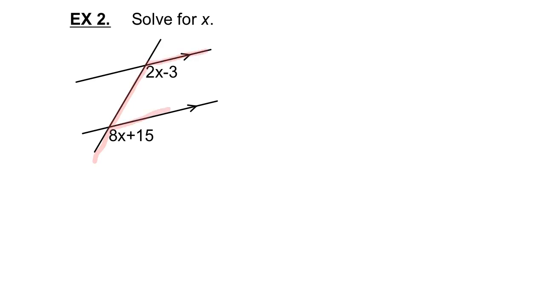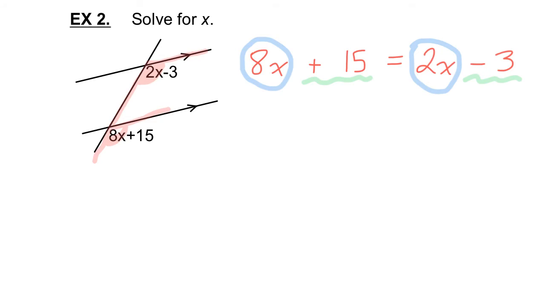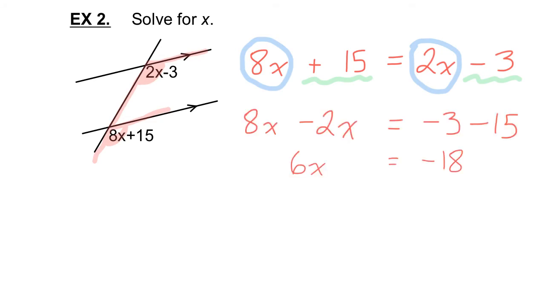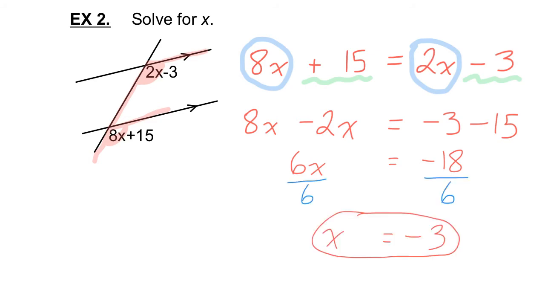Well, that looks like an F to me. So this angle is the same as this angle in here. So because those two angles are the same, I can say 8x plus 15 equals 2x minus 3. Now I have an equation. I can solve it. I just have to go through the process of solving using algebra. So identify your like terms, collect your like terms, simplify, and solve.